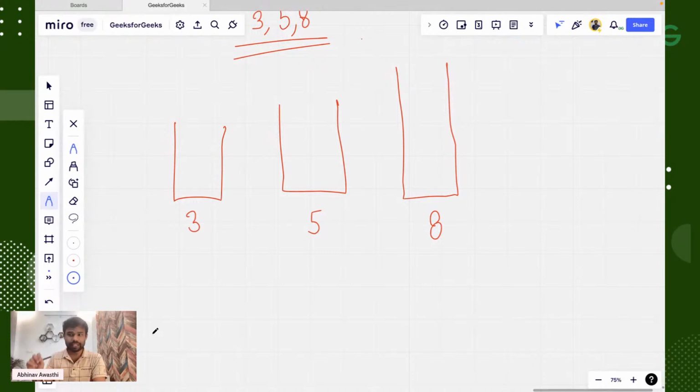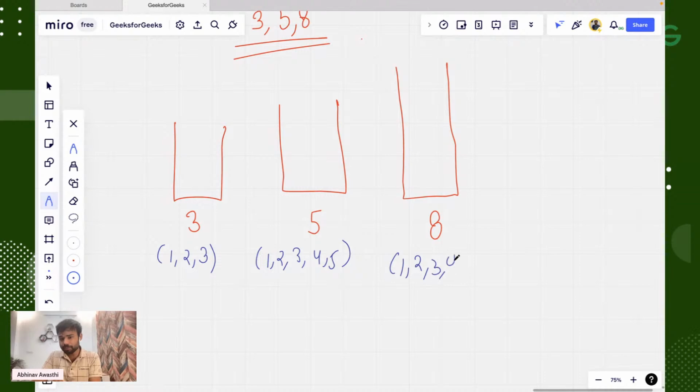Now, what are the amounts of balls we can place in these buckets? For the first bucket, the capacity is 3, which means we can keep either one ball, two balls, or at max 3 balls in it. For the second bucket, we can keep 1, 2, 3, 4, or 5 balls. Similarly, we can keep up to 8 balls in the last bucket. Don't tell me that it is a container, it is not a bucket. It's fine. For us coders, this is a bucket only.